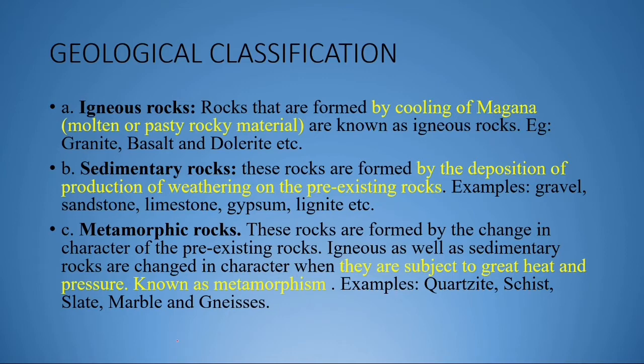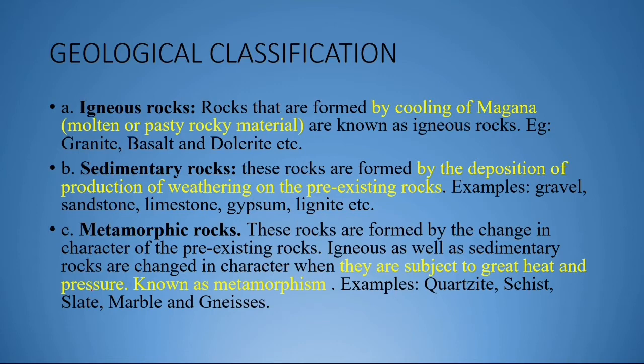Igneous rocks: rocks that are formed by cooling of magma are known as igneous rocks. Example, granite, basalt and dolerite. Sedimentary rocks: these rocks are formed by deposition or production of weathering on the pre-existing rocks. Example, gravel, sandstone, limestone, gypsum, lignite, etc.